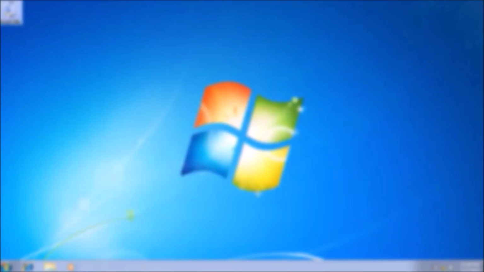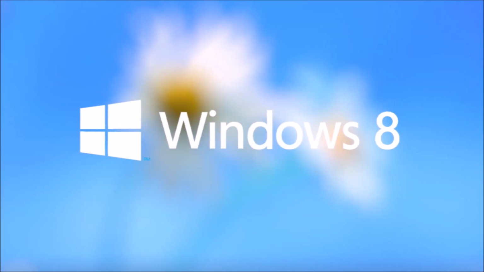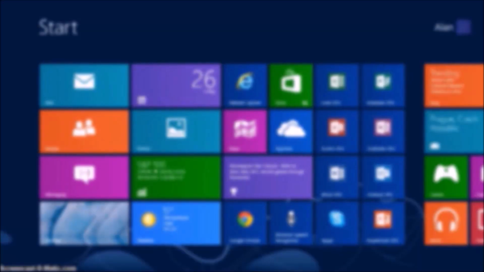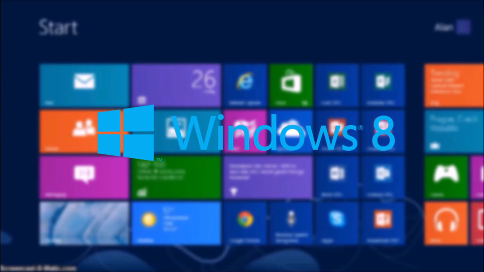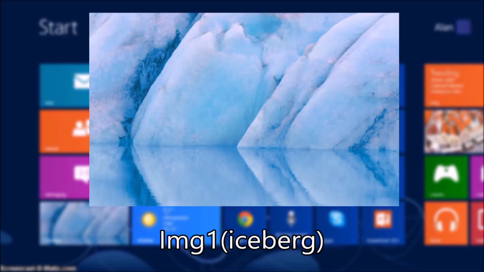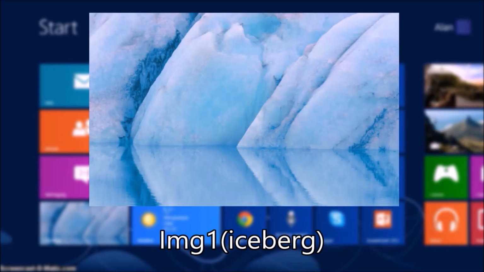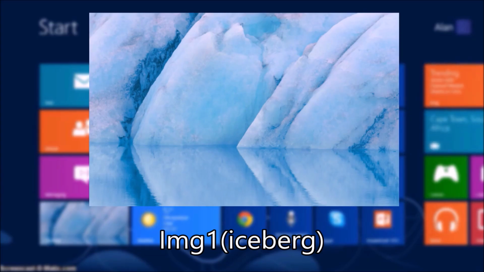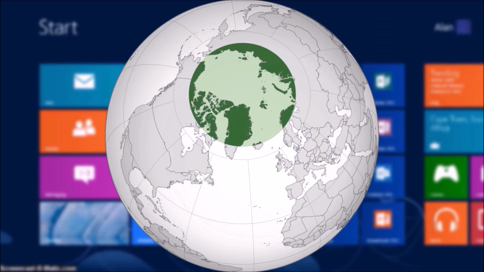Let's progress further to Windows 8. Unlike other versions, Windows 8 has the least amount of winter wallpapers included, with it only having one, that being Image 1. Often referred to as Iceberg, the image is fairly self-explanatory, with it just being an image of an iceberg, most likely again in the Arctic.